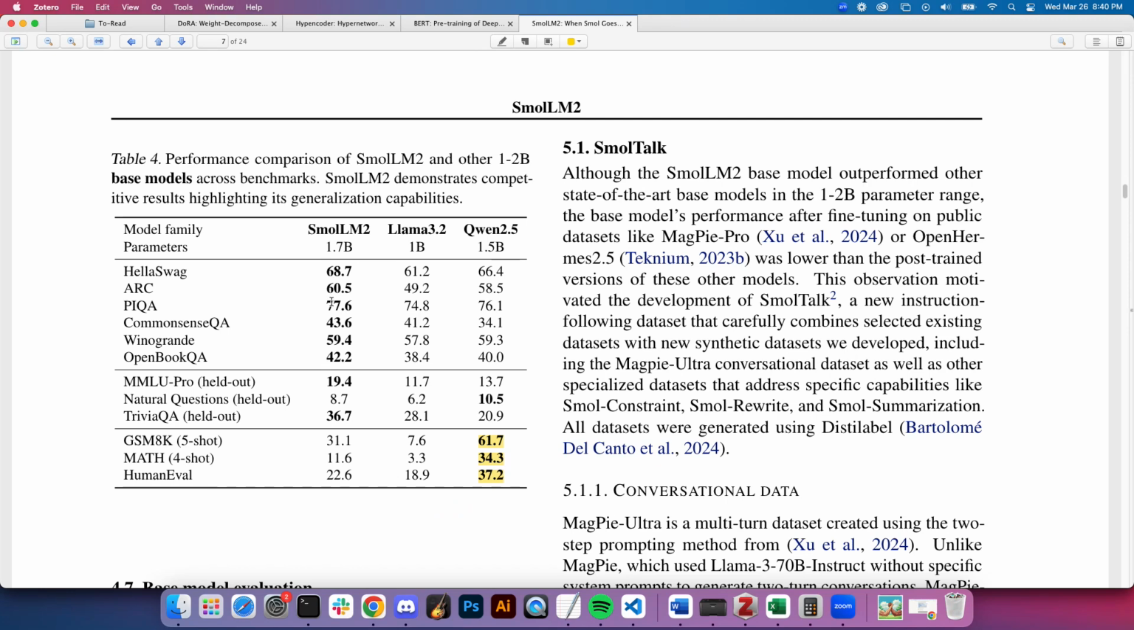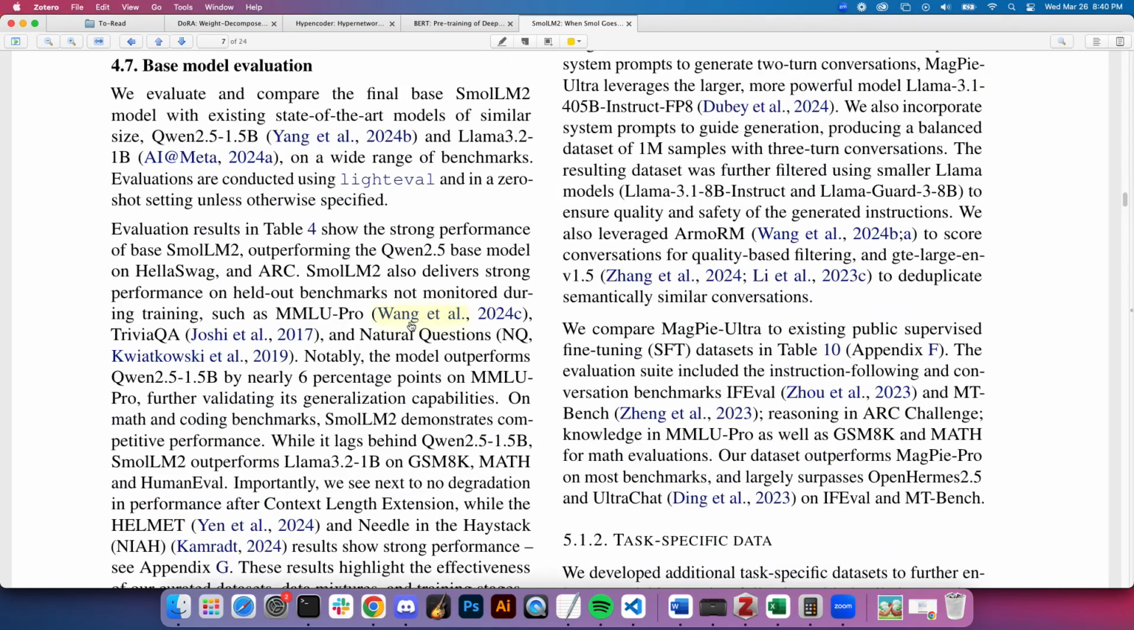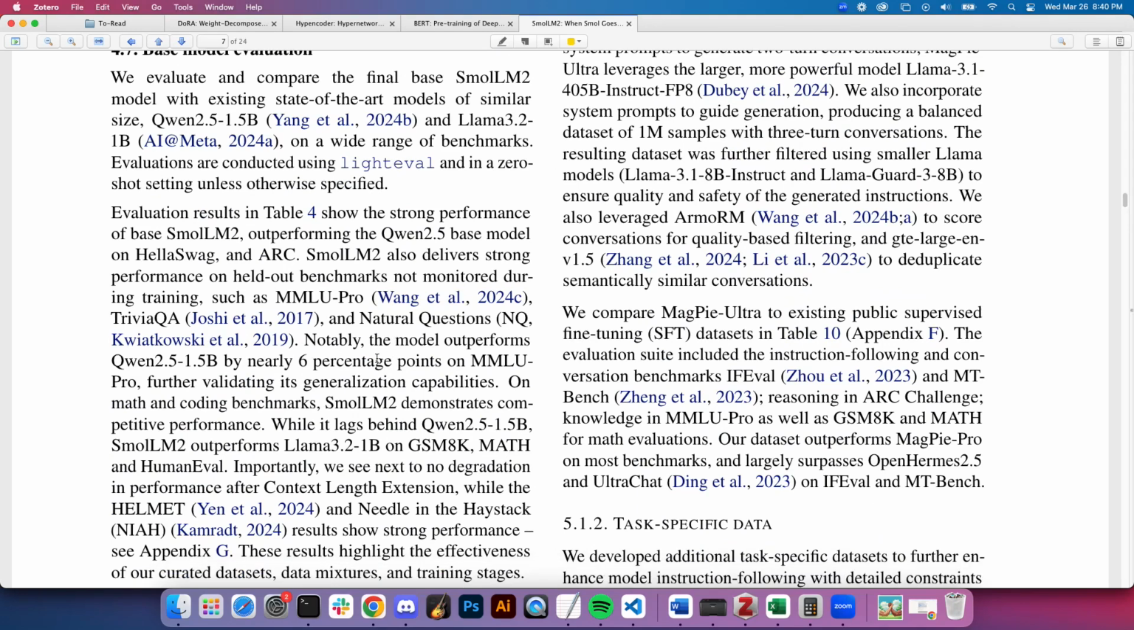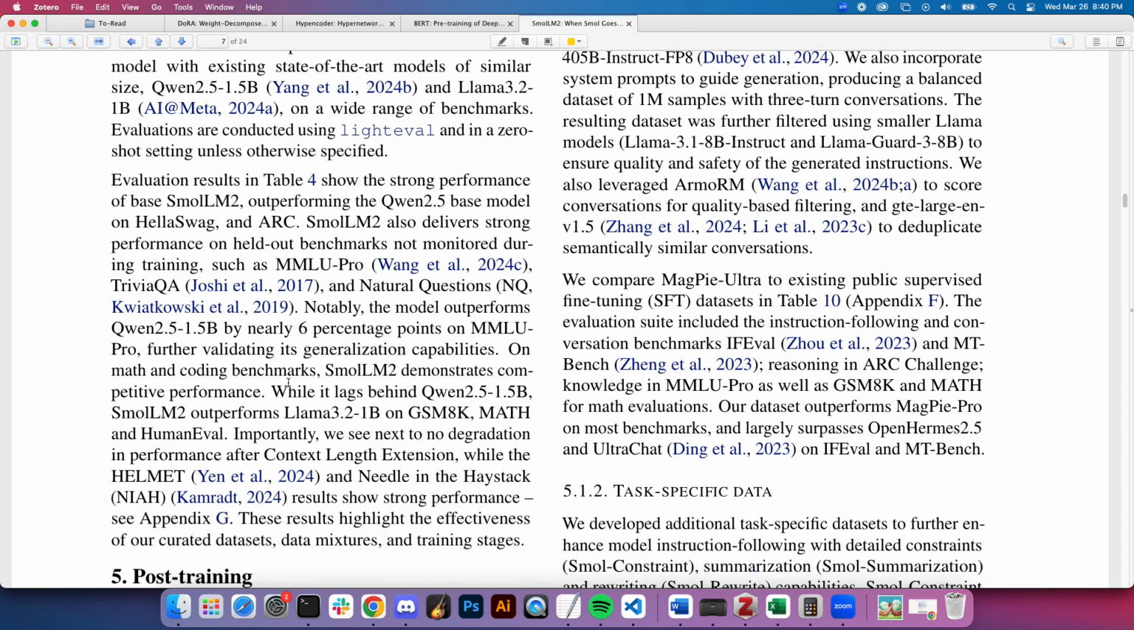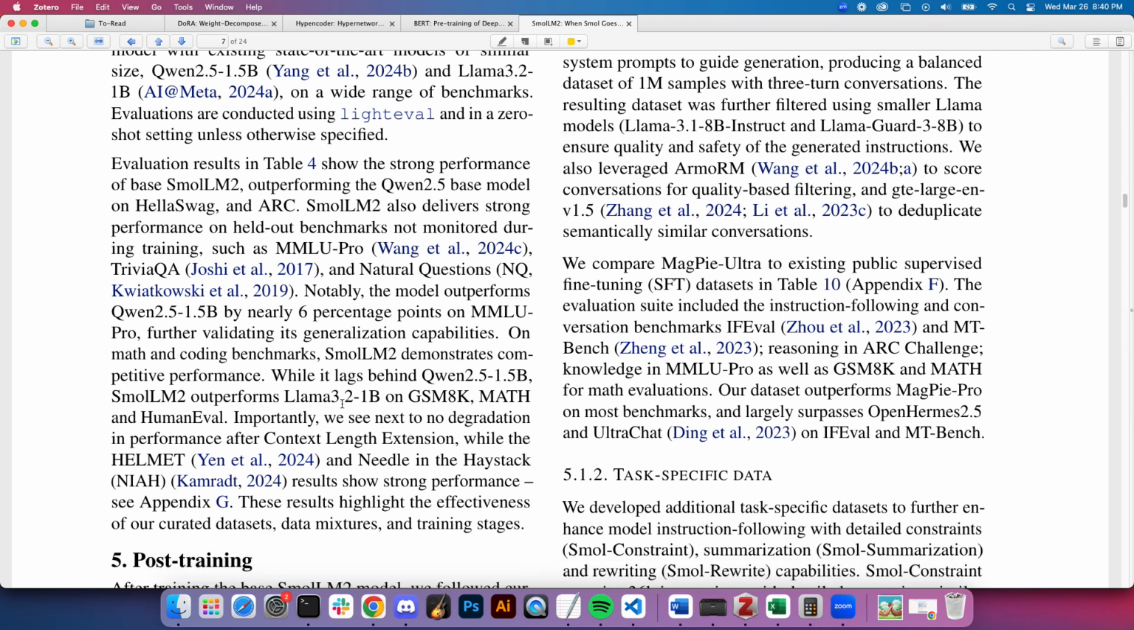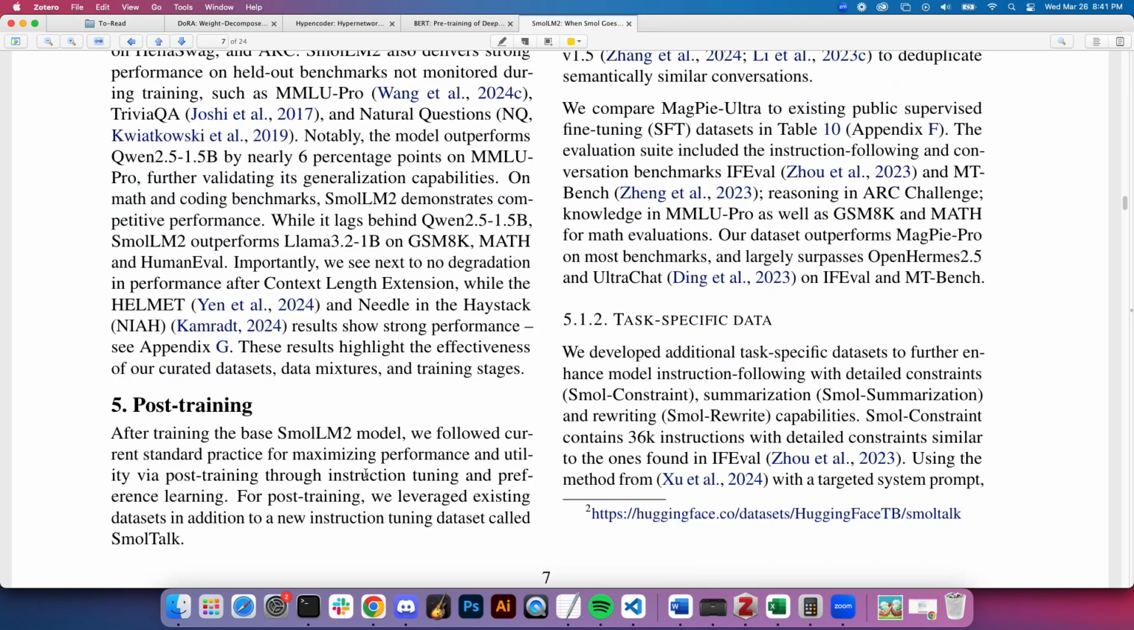If we look at the ones where SmolLM2 is leading, I don't see that big of a jump. I guess MMLU Pro is pretty big, almost double Llama 3.2. That's interesting. I mean, that's very significant. So is this. So yeah, that's interesting. Okay. All right. Let's see. 6 percentage points on MMLU Pro, further validating its generalization capabilities. Competitive on math and coding. Outperforms Llama 3.2 on GSM-8K, math and HumanEval. We see next to no degradation in performance after context length extension in Appendix G. Cool. All right, so that's the base model.